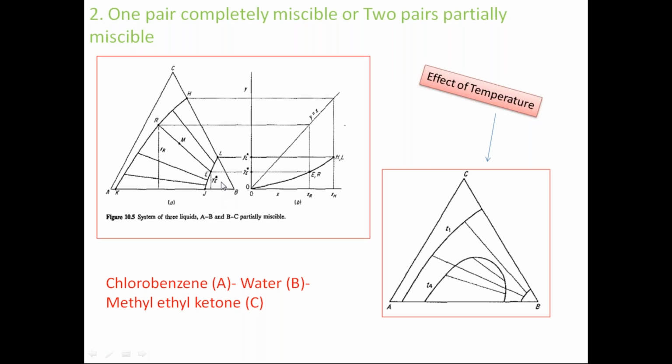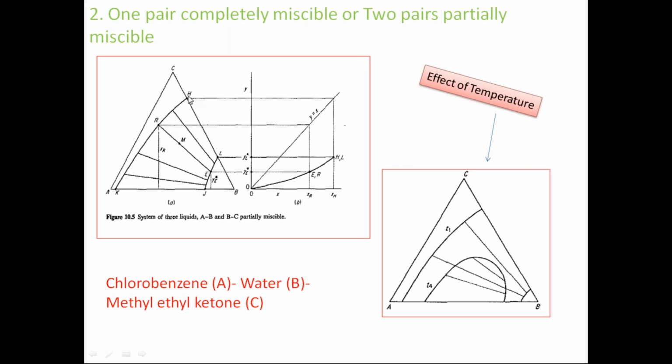So that means if you have a point here which is having A, B, C, chlorobenzene, water and methyl ethyl ketone, that means below this line, then it is not possible to split into two different layers. Similarly, if it is here, it is not possible to split into two layers. If it is at M, then it is splitting into two different regions.